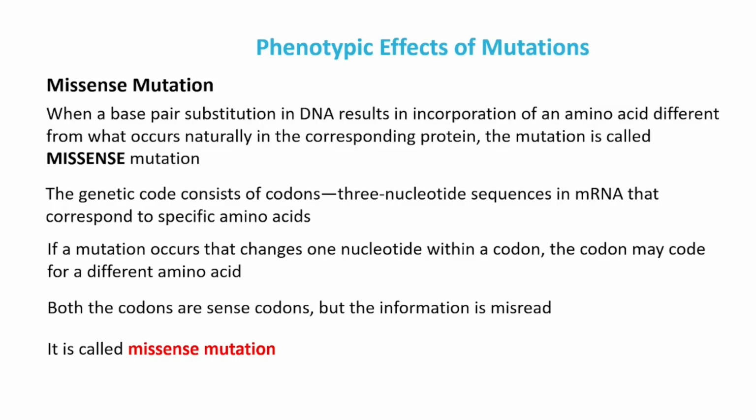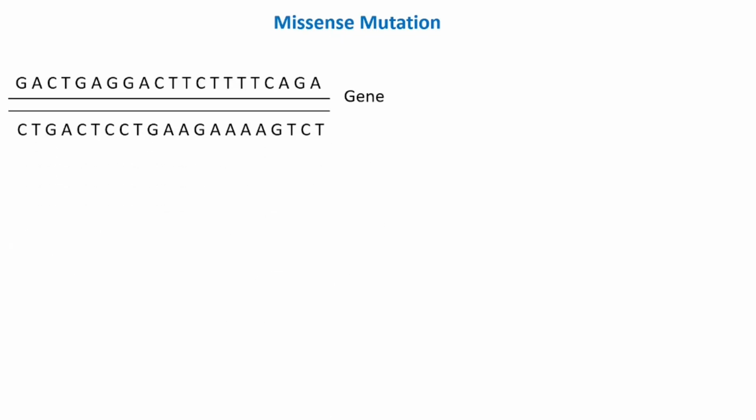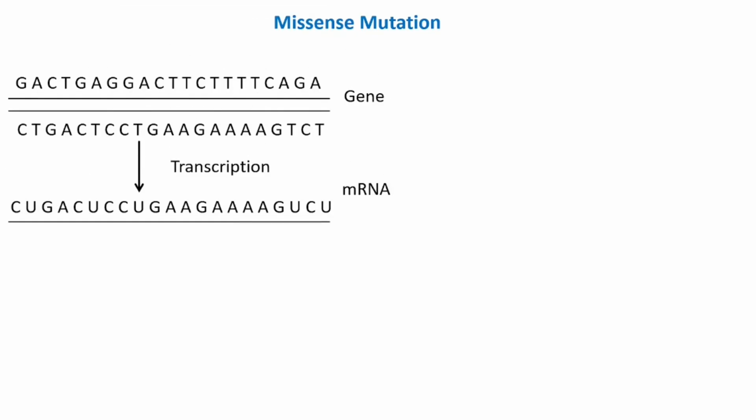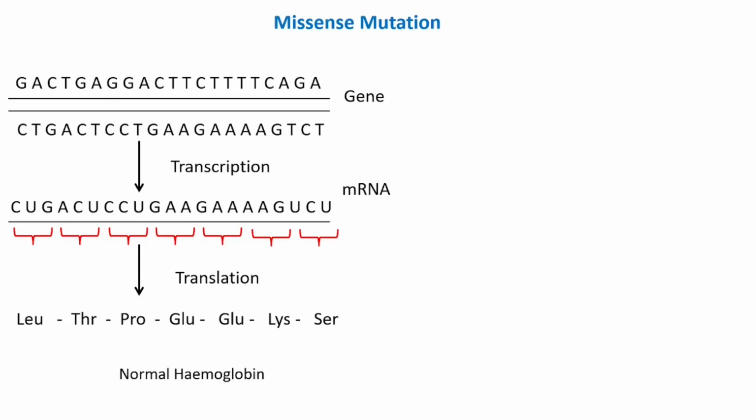One well-known example of missense mutation is the mutation that causes sickle cell anemia. This is part of the gene for beta globin, which undergoes transcription to form mRNA. Three bases each form the codons, which are translated to the globin protein. The sixth amino acid in the beta chain of hemoglobin is glutamic acid, whose codon is GAA.